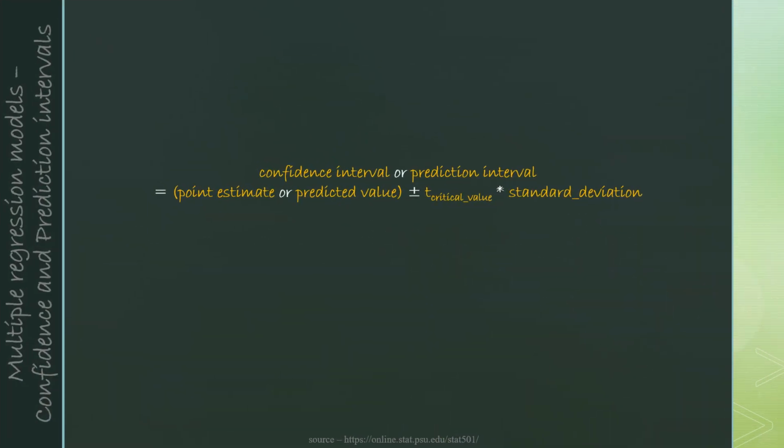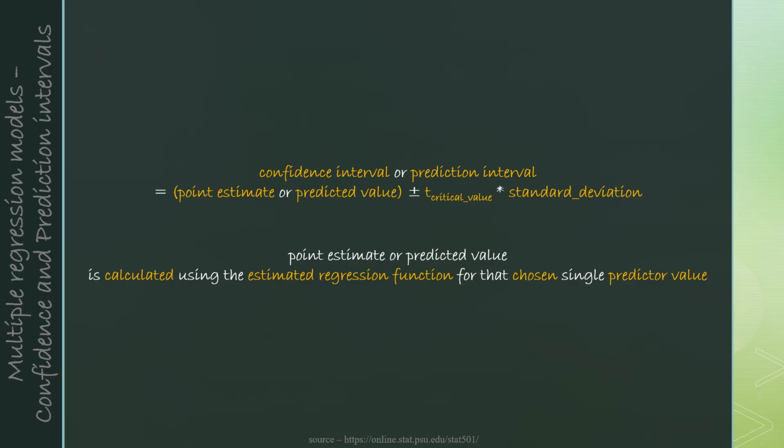Recall our learnings from simple linear regression models that for a chosen single predictor value, confidence interval or prediction interval equals point estimate, or in other words the predicted value, plus or minus t critical value multiplied by standard deviation, where point estimate or the predicted value, both actually mean the same, is calculated using the estimated regression function for that chosen single predictor value.